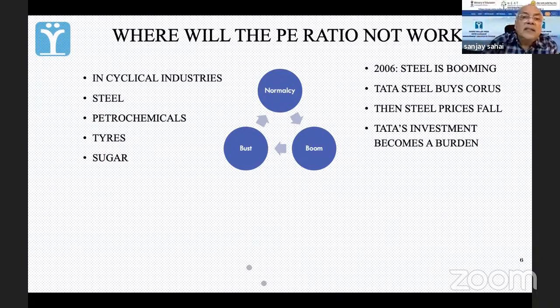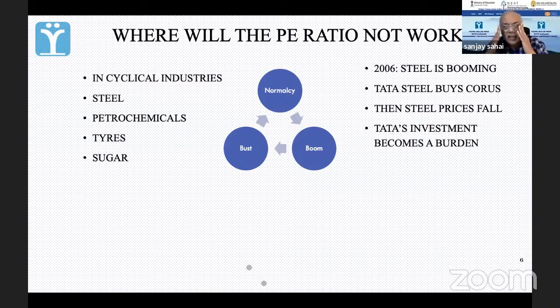In an industry of this type, you cannot make the PE ratio the basis for your decision to buy the company's share. Take this example. 2006, the steel industry is doing very well. Prices are good. Tata Steel is doing very well.